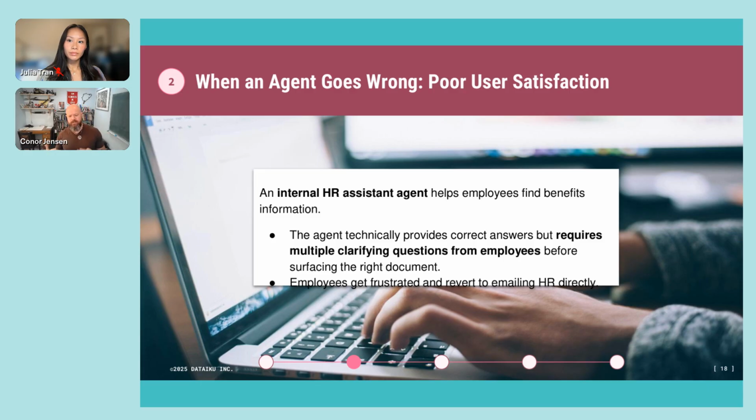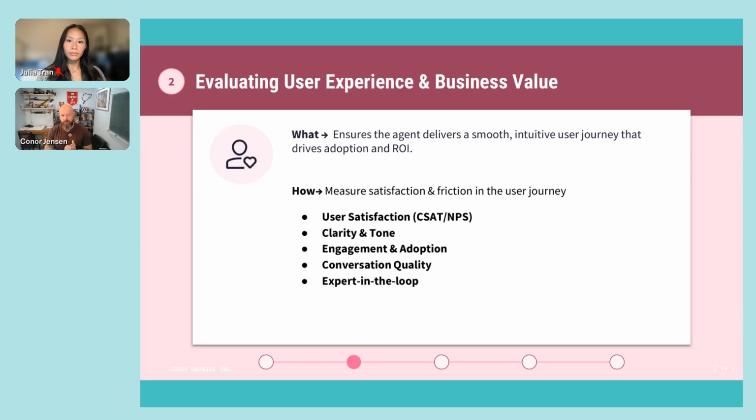And so this is where you really want to make sure that you're understanding how the agent is working through the process, and is it doing it in a way that's going to be better or worse than somebody just emailing HR. So let's talk about how we evaluate that. What do we need to do? We have to ensure an agent is delivering a smooth, intuitive user journey that drives adoption and ROI.